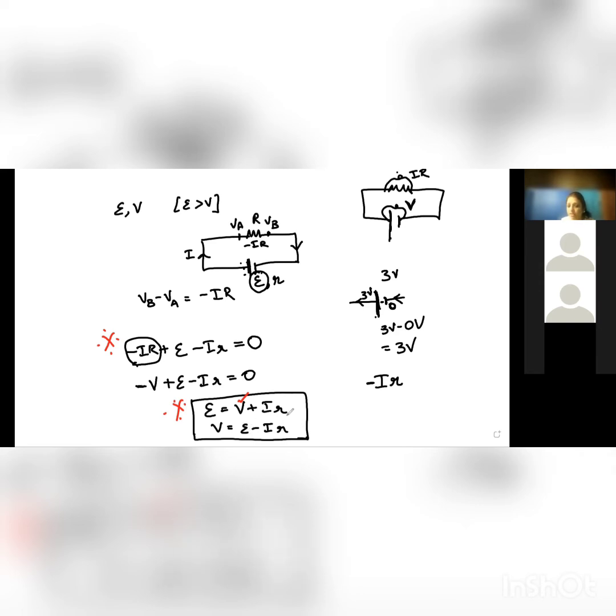Is this concept very, very clear? I will be clearing the board. Can I continue?